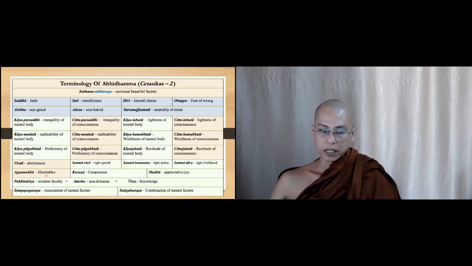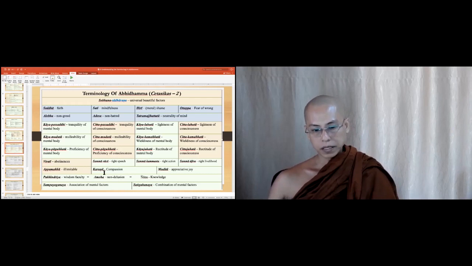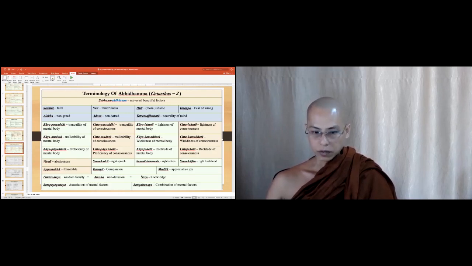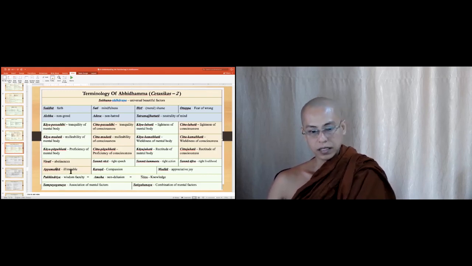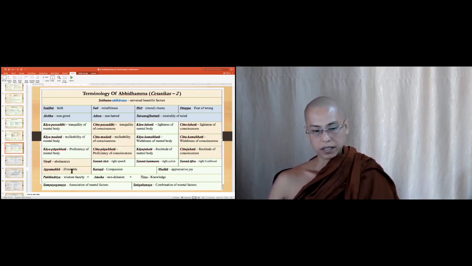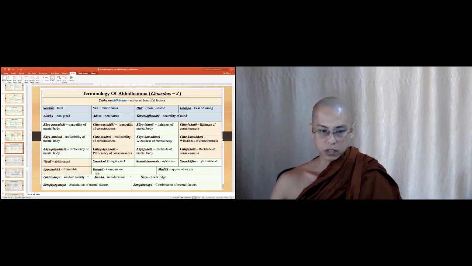Then Appamanya, the illimitable. Illimitable Appamanya refers to Karuna and Mudita. This will be a very popular word, Karuna and Mudita, to all Buddhists. Karuna is compassion and Mudita is appreciative joy. These are collectively called by the word Appamanya, illimitable, without limit. Karuna is taken toward beings who suffer, and the beings are countless. That's why it is illimitable. In this way, Karuna and Mudita get the name of Appamanya.